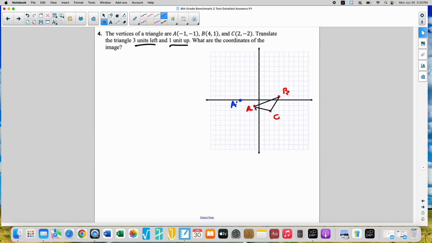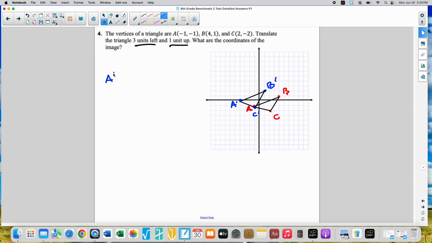Oh, I don't like when they do that. That's not fun. So C prime is actually on A. And 1, 2, 3, up 1 is going to be B prime. And if we connect those, we have a similar object. And it wants to know what are the coordinates.